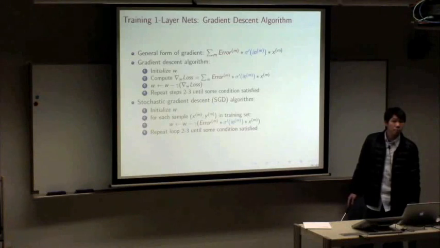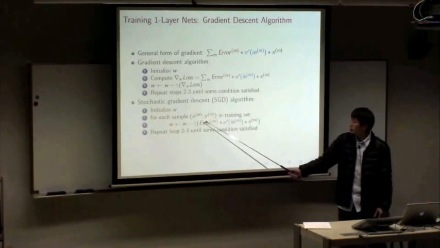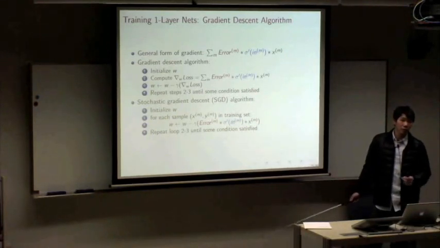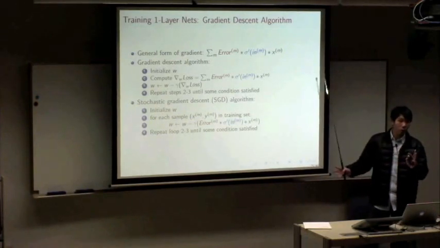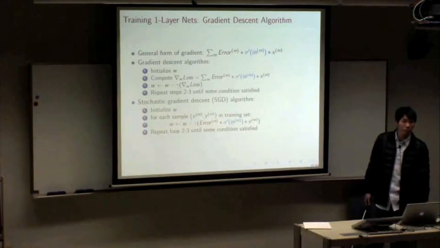Okay. Yes? Yes. So you can think of this as a stochastic approximation of the true gradient. This is the gradient of a single sample, but you actually have multiple samples that you need to average, and you're only sampling one of them.